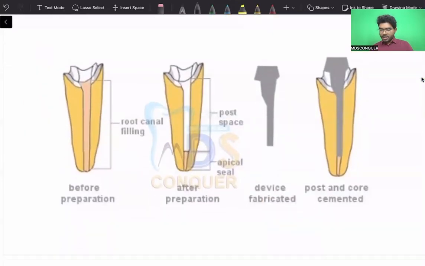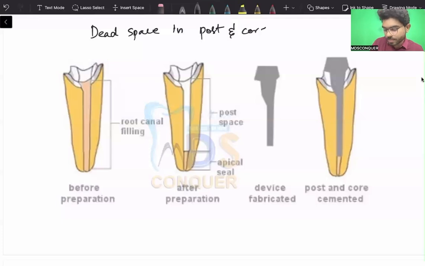The next important concept that I want you to take note of is something called dead space. Whenever you go for a post and core, there is one concept called dead space in post and core. So what is this dead space in post and core?